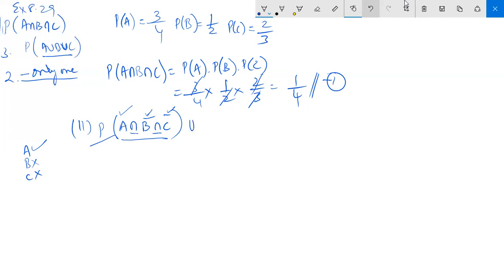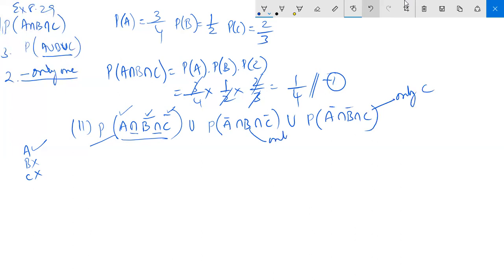Then you have another one, union of P of A dash intersection B hits it, intersection C does not hit it. Union, A does not hit it, B does not hit it, only C hits it. So this is only C hits it, this is only B hits it, this is only A hits it. Either only A, or only B, or only C. When you have either-or, you put union. So this whole thing is the probability you have to find. Very interesting problem.